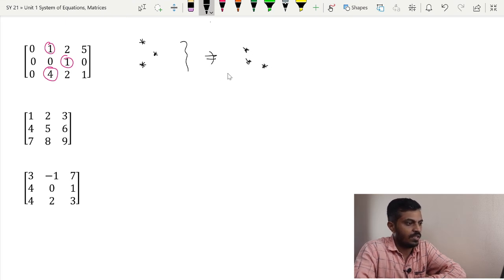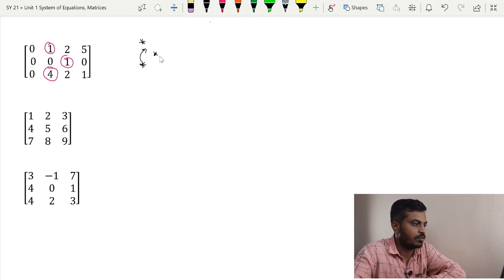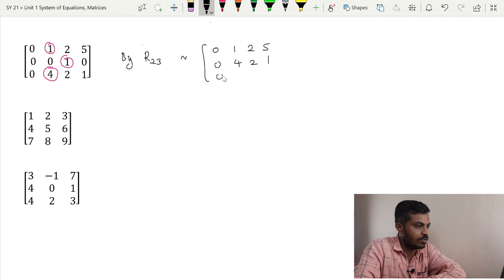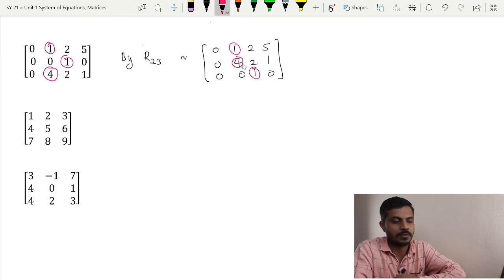Yes, this is possible, right? I have just shifted this leading coefficient over here and this one over here, right? Obviously we have to perform some elementary row operation in order to do it, and the operation I will perform is R 2, 3. Once I interchange it, what I will get is 0, 1, 2, 5, 0, 4, 2, 1, 0, 0, 1, 0. Now you can see that our leading coefficients are in the required order.